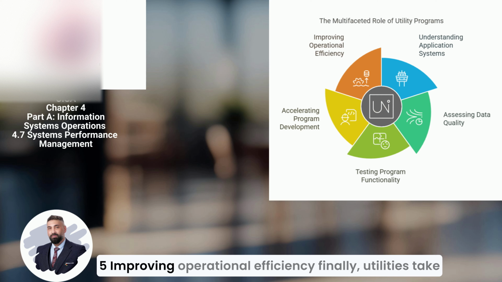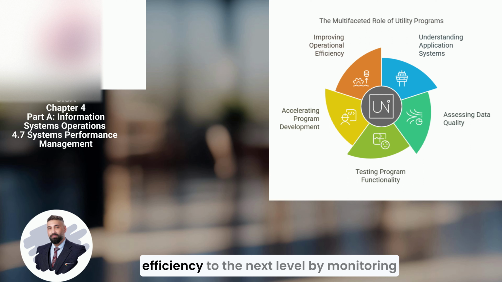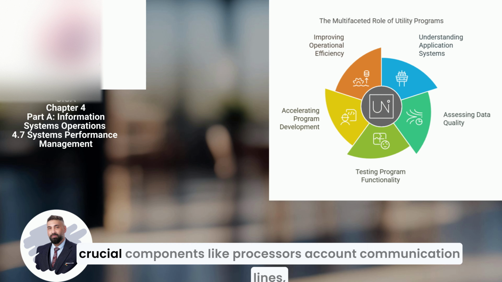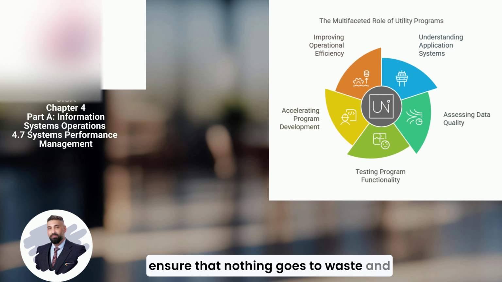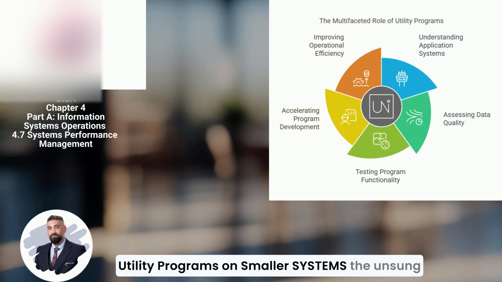5. Improving operational efficiency. Finally, utilities take efficiency to the next level by monitoring crucial components like processors and communication lines. CPU utilization monitors and communication line analyzers ensure that nothing goes to waste and systems stay streamlined. Utility programs on smaller systems.